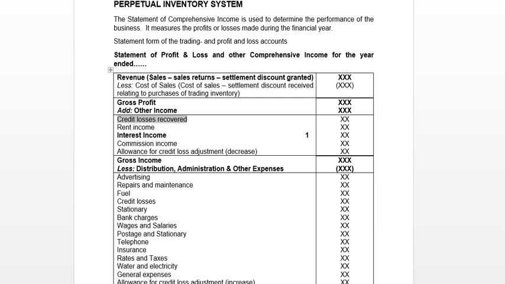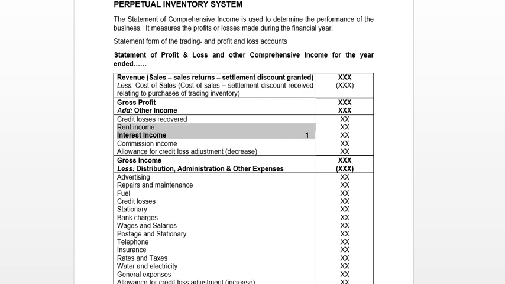We know we're not going to get that. But if this person comes to you a year or so later and decides he wants to pay you back, then we're going to account for that as an income, because we already wrote them off as a credit loss, as a bad debt. But now it's going to be an income to us because they paid us back. Okay, so that's your credit losses recovered.